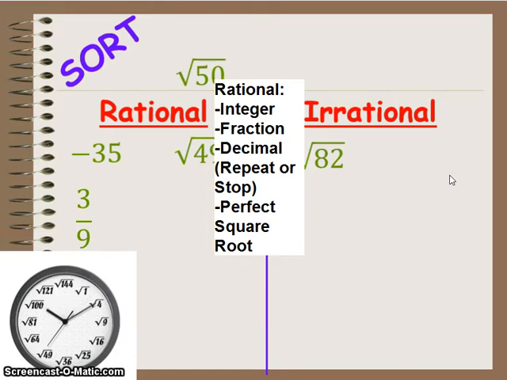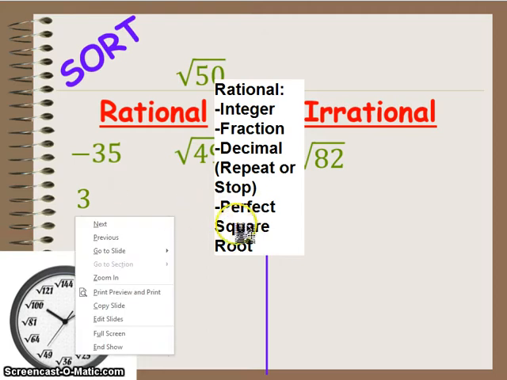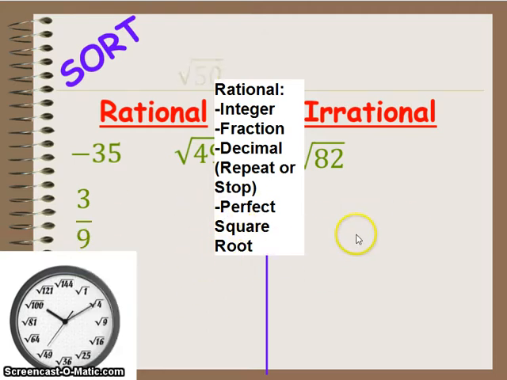Our next number is the square root of 50. Since it's a square root, think about, is it perfect or not perfect? And you'll know that it is not perfect because it falls between the square root of 49 and the square root of 64.